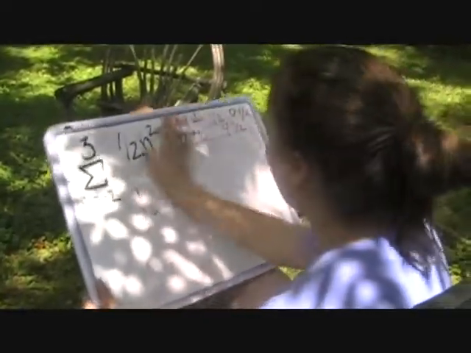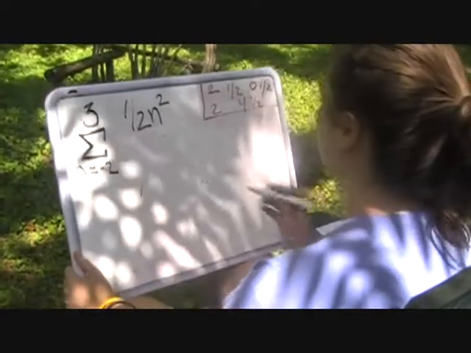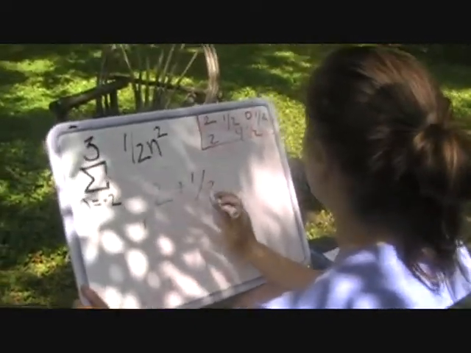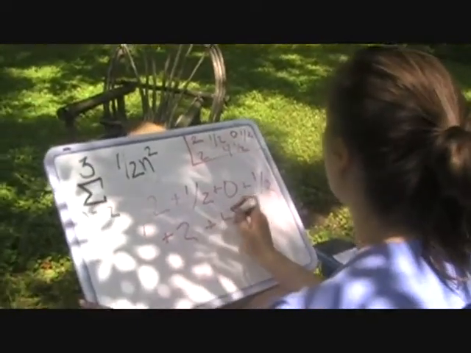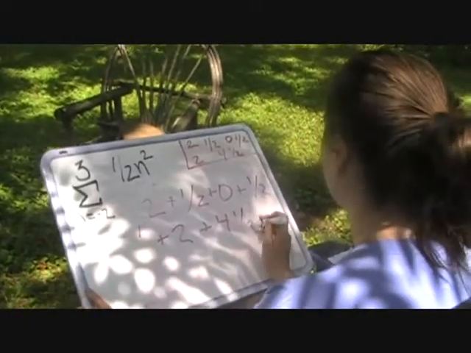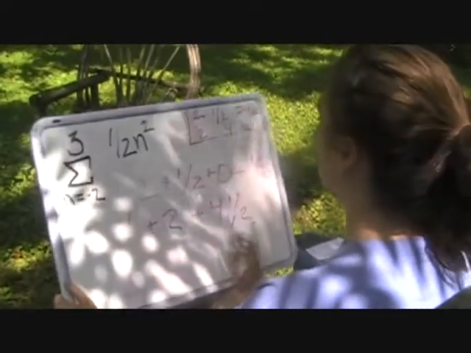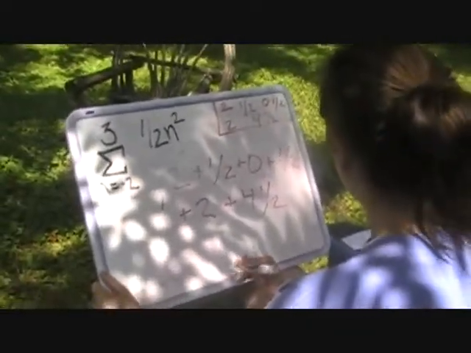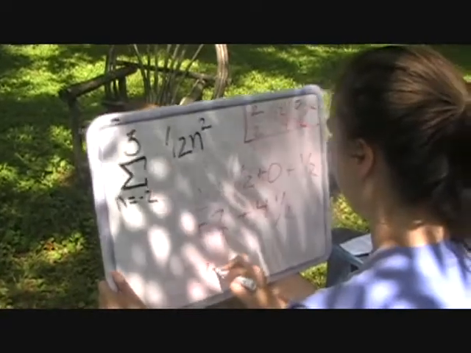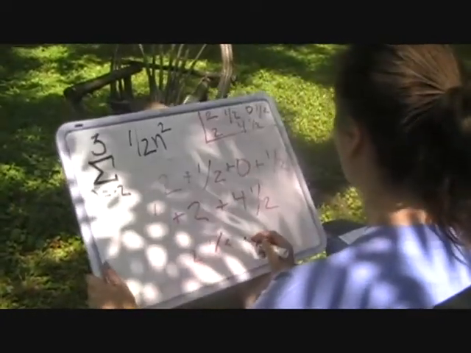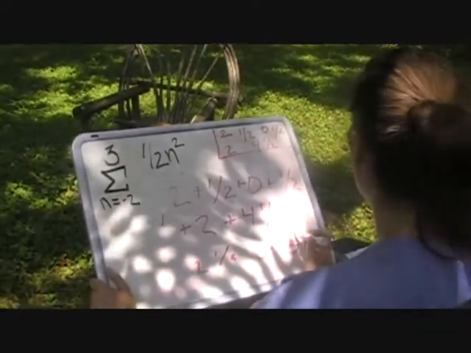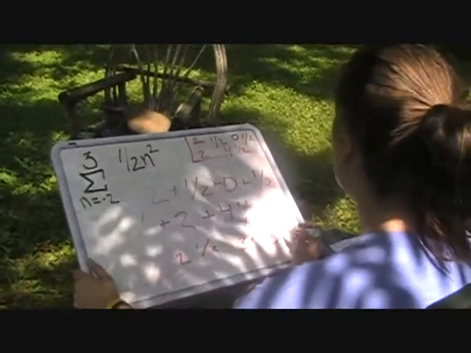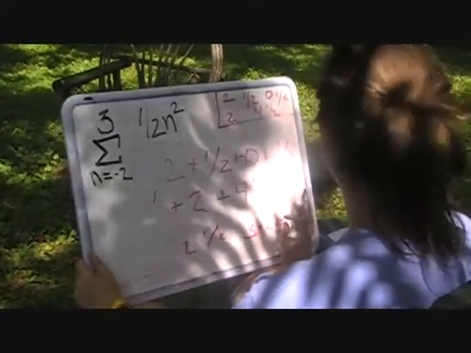Okay. Now, you guys think you're done? You're not. You can't forget about your box. We have 2 plus 1/2 plus 0 plus 1/2 plus 2 plus 4 and 1/2. Okay. If we add these, 2 plus 1/2 equals 2.5. Plus 0 equals 2.5. Plus 1/2 equals 3. Plus 2 equals 5. Plus 4.5 equals 9.5.